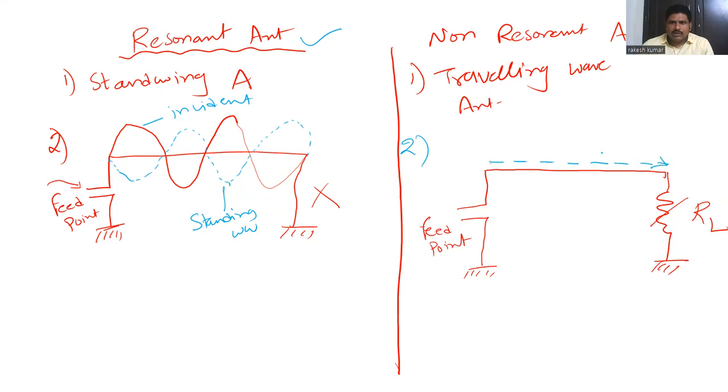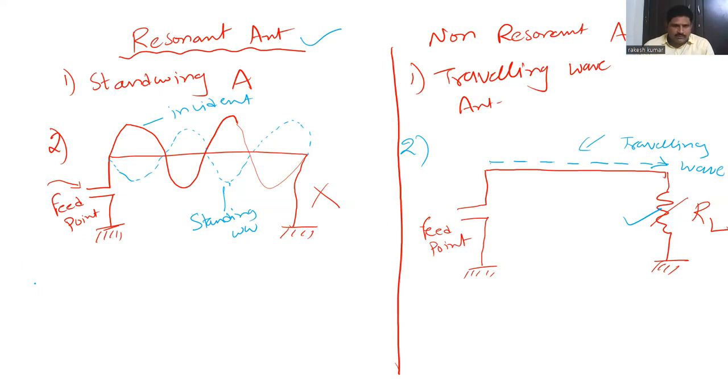Whatever signal you have transmitted, this is called a traveling wave. It will not get reflected because you are providing impedance matching, like stub matching here. So there will be no reflection.